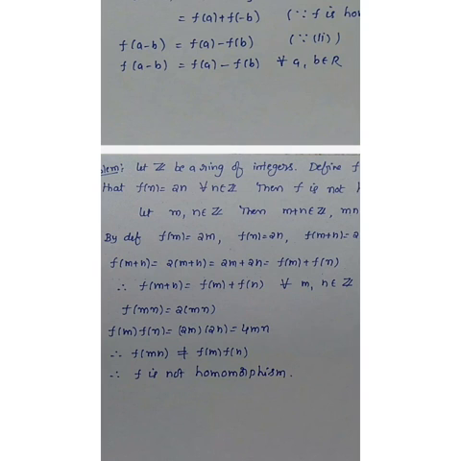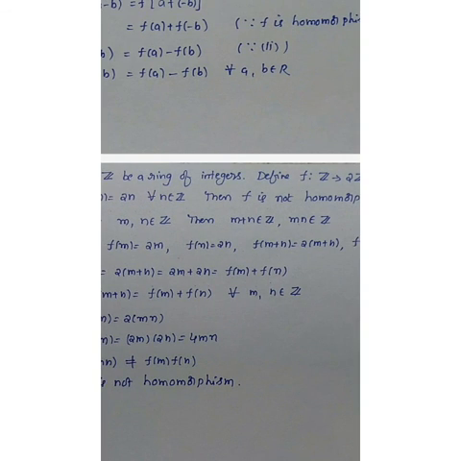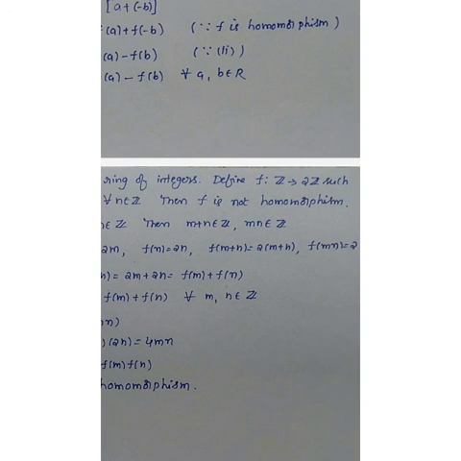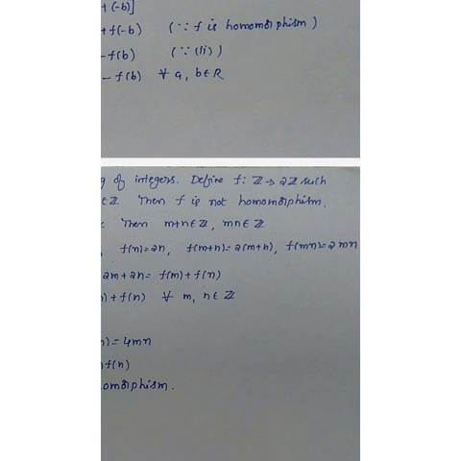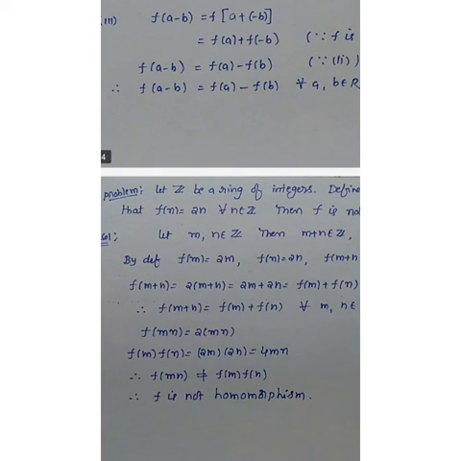So m belongs to Z, by definition f of m equal to 2m, f of n equal to 2n, f of m plus n equal 2 into m plus n, and f of mn equal to 2 into mn. Okay, we have to verify the first condition. What is the first condition? f of a plus b equal f of a plus f of b. I take f of m plus n. By definition, f of n equal to 2n. Therefore f of m plus n equal to 2 into m plus n. This can be written as 2m plus 2n, which is equal to f of m plus f of n. Therefore the first condition is satisfied. That is, f of m plus n equal to f of m plus f of n.